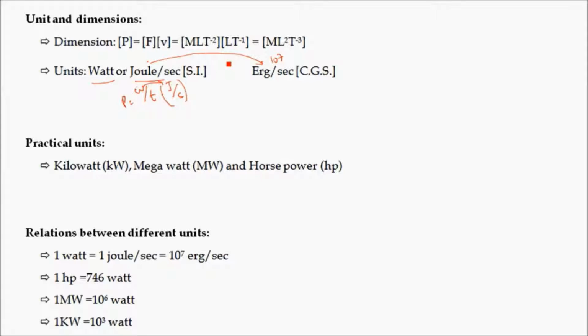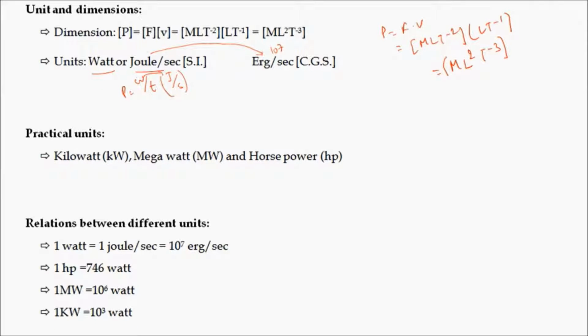Now we have to calculate the dimension of power. Power is equal to F dot V, so we have to write the dimension of force and velocity. The dimension of force is MLT to the power minus 2 and the dimension of velocity is LT to the power minus 1. So the dimension of power will be ML squared T to the power minus 3. So this is the unit and dimension of power.